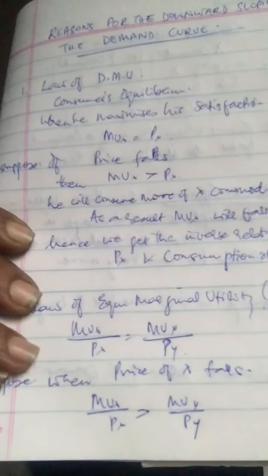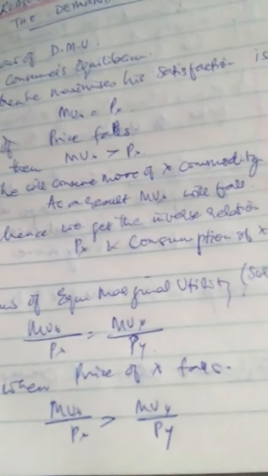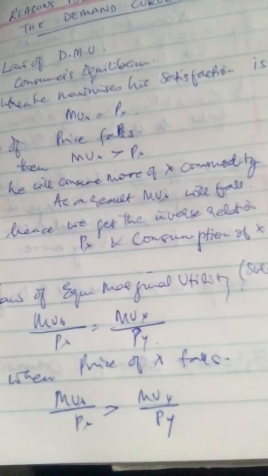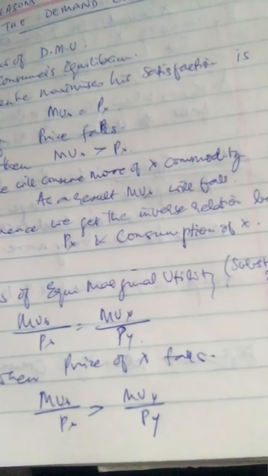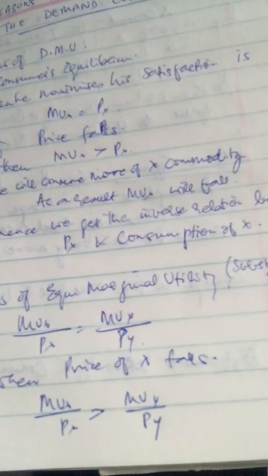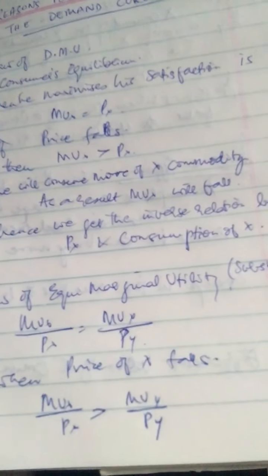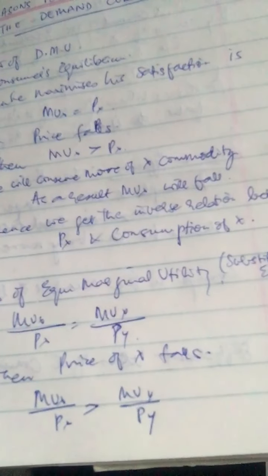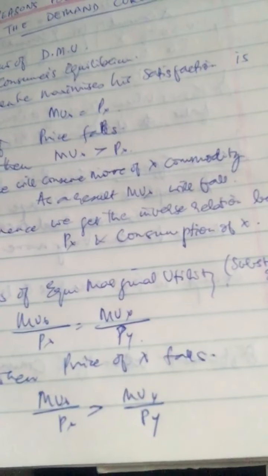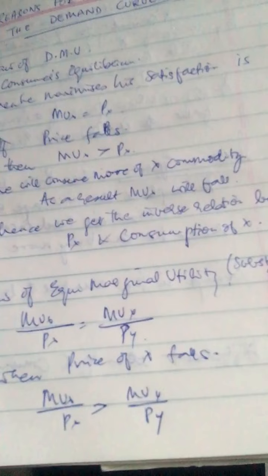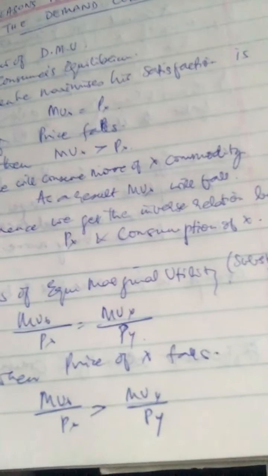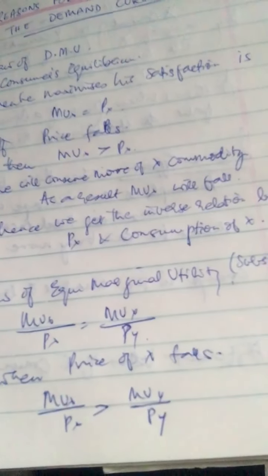So now we take the law of equimarginal utility. So this is what it is, which we call the substitution effect. The law states that the consumer is in equilibrium when the ratio of the marginal utility to price in case of each good consumed is the same. In a two goods X and Y case, a consumer is in equilibrium when MUX upon PX is equal to MUY upon PY. Given that the consumer is in equilibrium and the price of X falls, what happens?